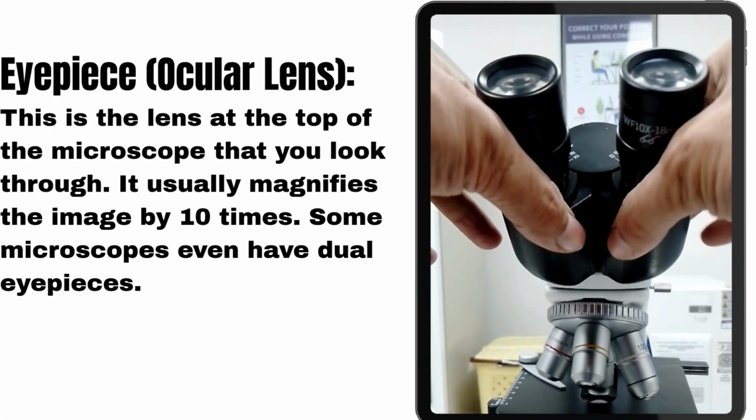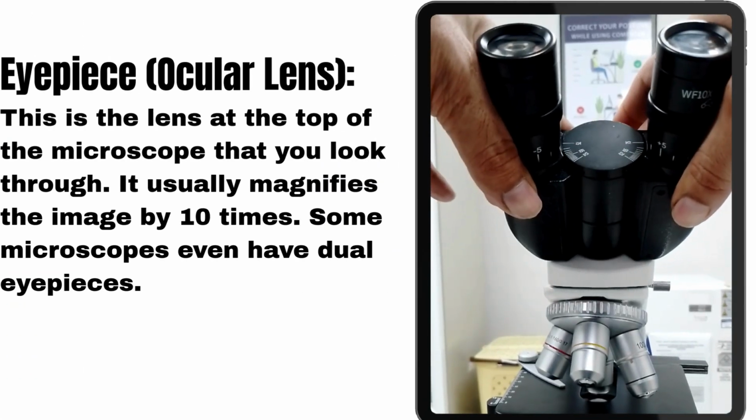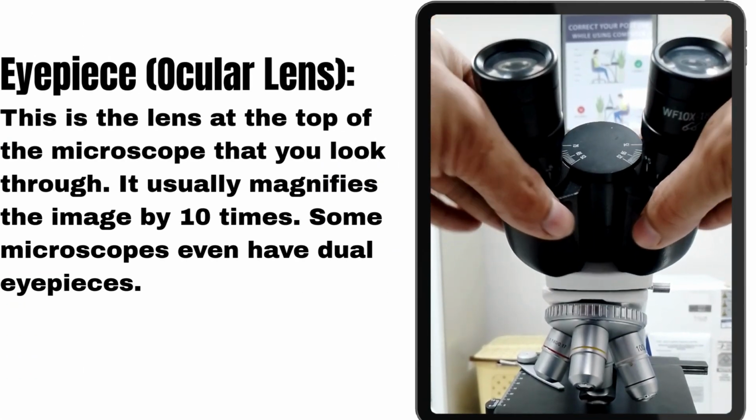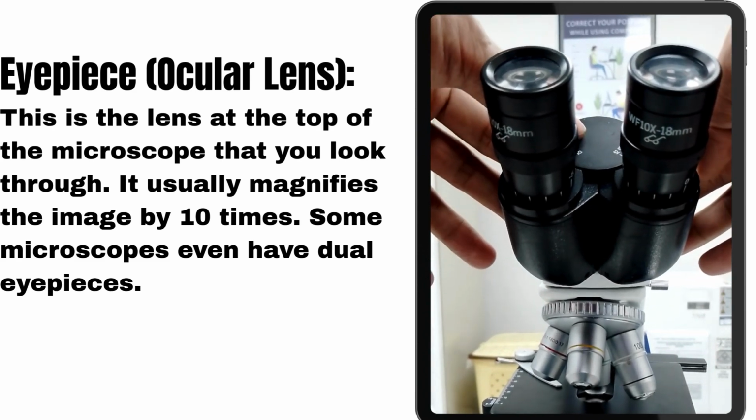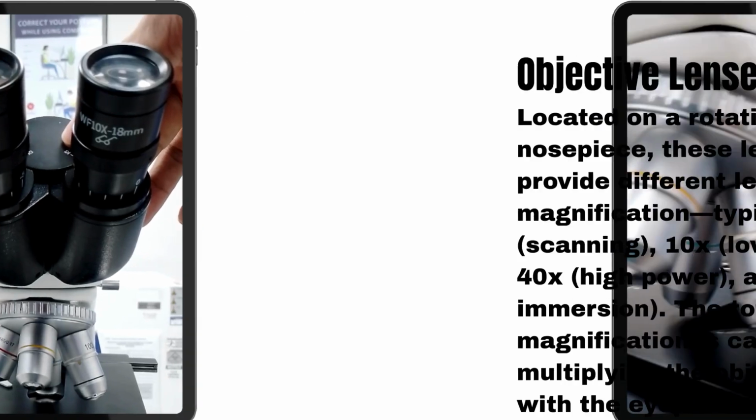Eyepiece, or ocular lens. This is the lens at the top of the microscope that you look through. It usually magnifies the image by 10 times. Some microscopes even have dual eyepieces.